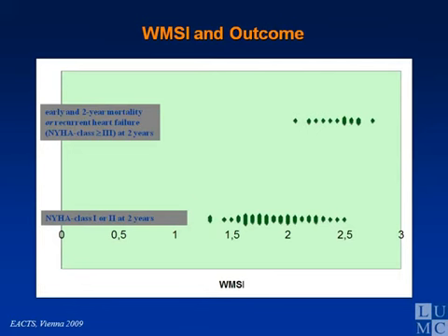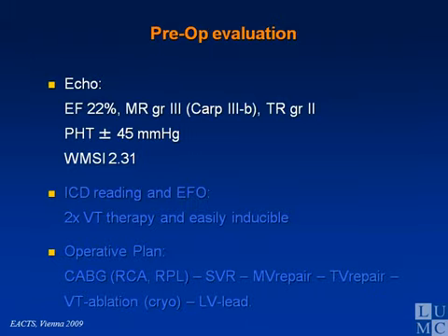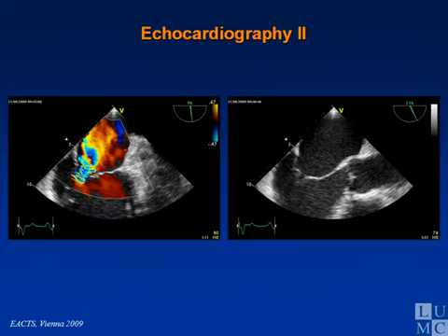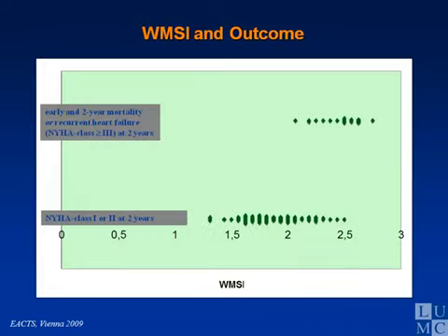We've done analysis of preoperative predictors for bad outcome being early and 2-year mortality or recurrent heart failure symptoms, class 3 or more at 2 years. And these patients are in New York Heart Association class 1 or 2 at 2 years. This is the wall motion score index, and these are all the individual patients. And that did not go well. Okay. So the cutoff value, which you can calculate with ROC analysis, is 2.19.